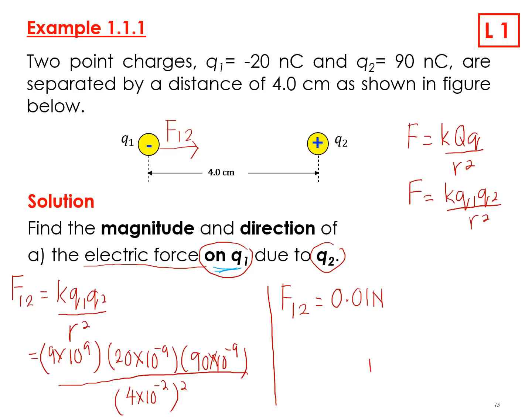From here, you can see that the direction of the electric force on Q1 due to Q2 is towards Q2. Or you can write F12 with magnitude 0.01 newton, to the right.